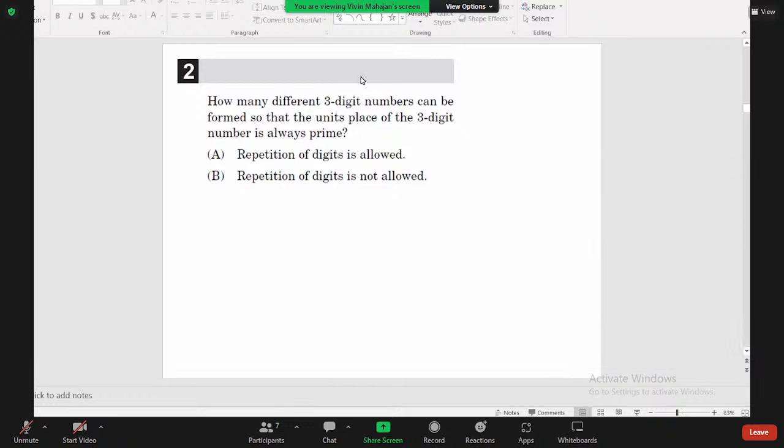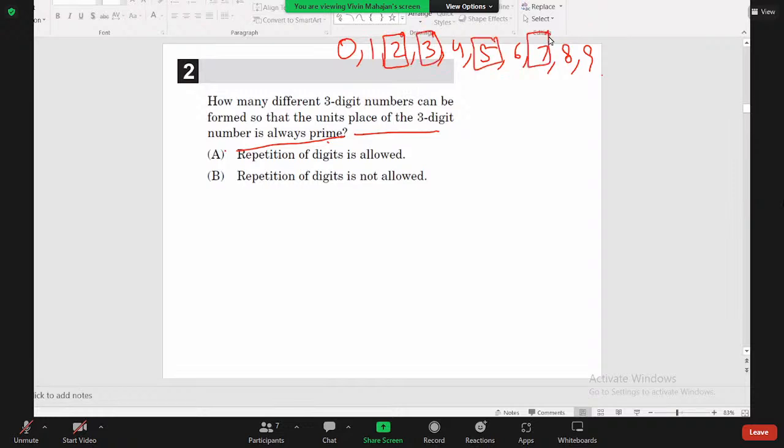So the question says, how many different 3-digit numbers can be formed so that the units place of the 3-digit number is always prime? So nowhere it has been specified which digits I can use. So all the digits 0, 1, 2, 3, 4, 5, 6, 7, 8 as well as 9 will be available to us. Now we have a condition here that the units place of the 3-digit number is always prime. So I need to first figure out how many prime digits there are. 2 is prime, 3 is prime, 5 is prime, so is 7.